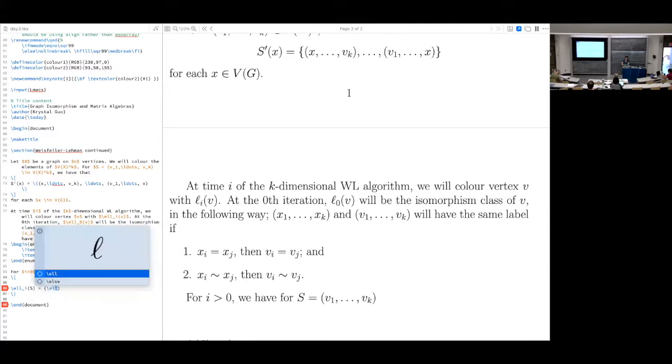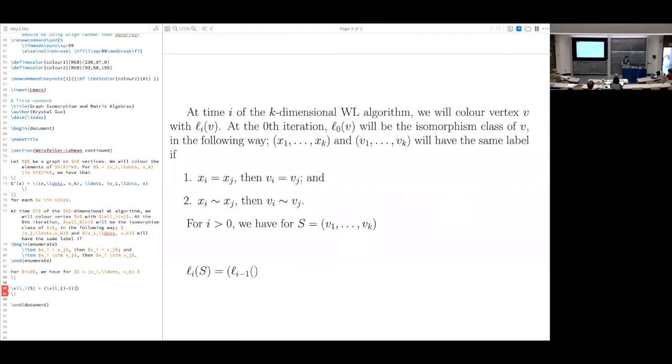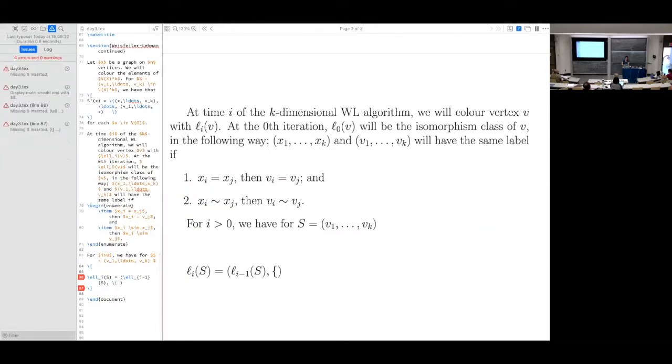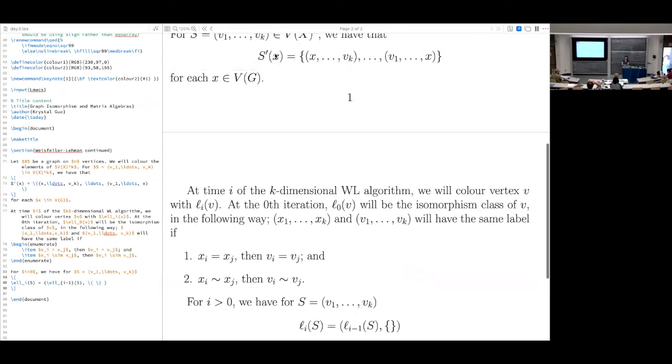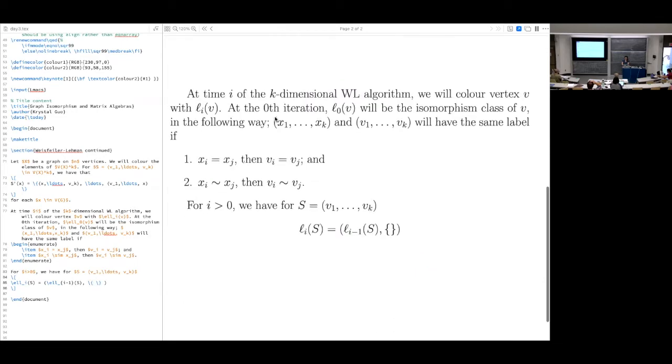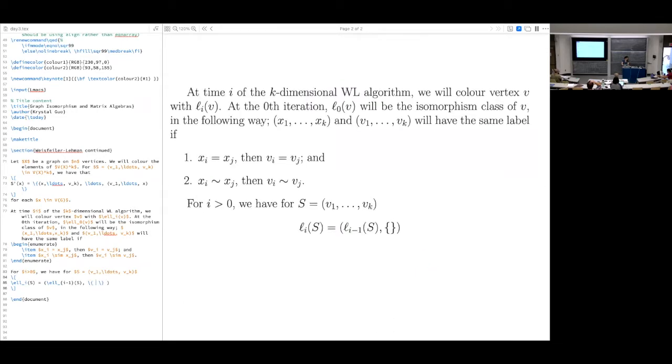So I'm going to have L sub I minus 1 of S. And then as a multiset, does anyone see the error? Gabriel, assignment. Okay. So, followed by the multiset of all the possible labels of the S prime of X's for all values of X. Okay, so it's going to be L sub I minus 1 of S prime of X for all the elements of S prime of X for X in V of X.